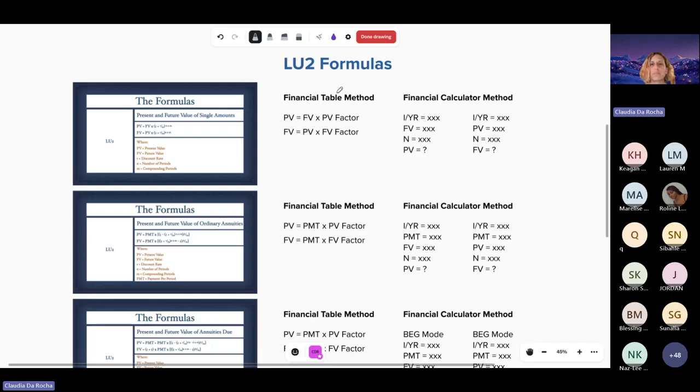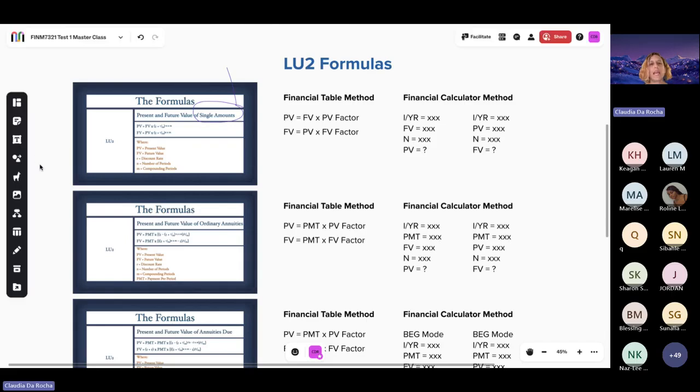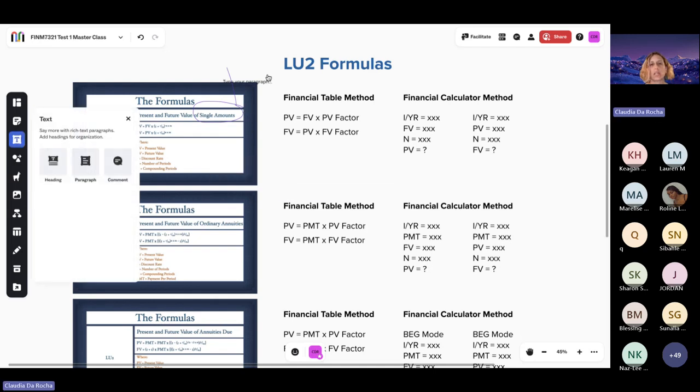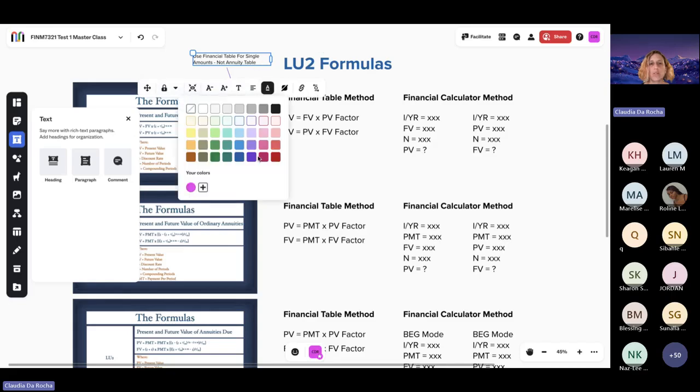What is important is if we are doing our calculations for single amounts, please, we must use the table for single amounts. In other words, it must not say annuity on it, okay? So I'm going to repeat that again. Use the financial table for single amounts. So not the annuity table. Because you basically have in your textbook 4 tables, so you need to be able to understand which one needs to be used.